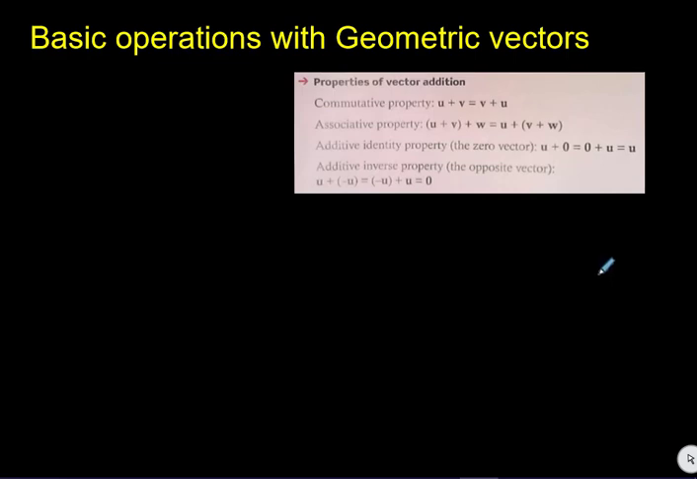Hello, we are going to talk about the basic operations with geometric figures, and we have our main four properties here, and most of these we're going to get done on. We're going to go over how these are true, and it may seem really self-evident, but it's important that we understand why these work geometrically.